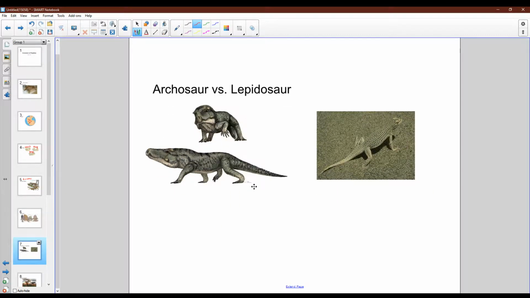In the Permian reptiles, you have the archosaurs and the lepidosaurs. The archosaurs are things like crocodiles, turtles, and dinosaurs. And see, these are your most primitive reptiles. And then the lepidosaurs, these are going to be your lizards, kind of what we have around today, lizards and snakes.